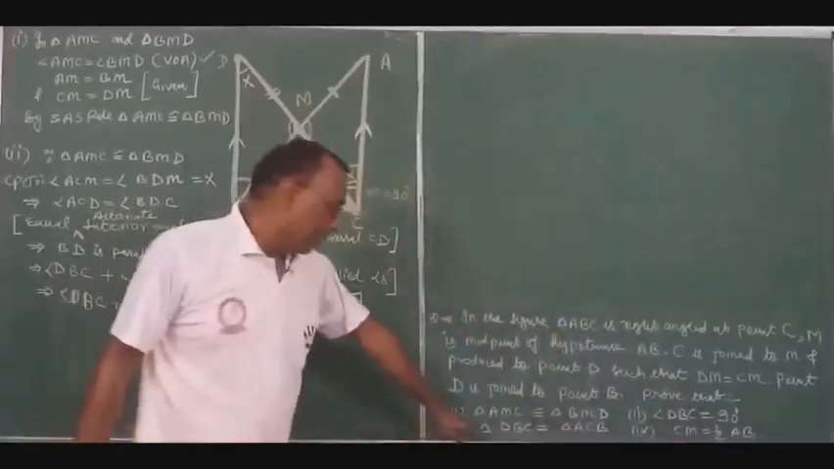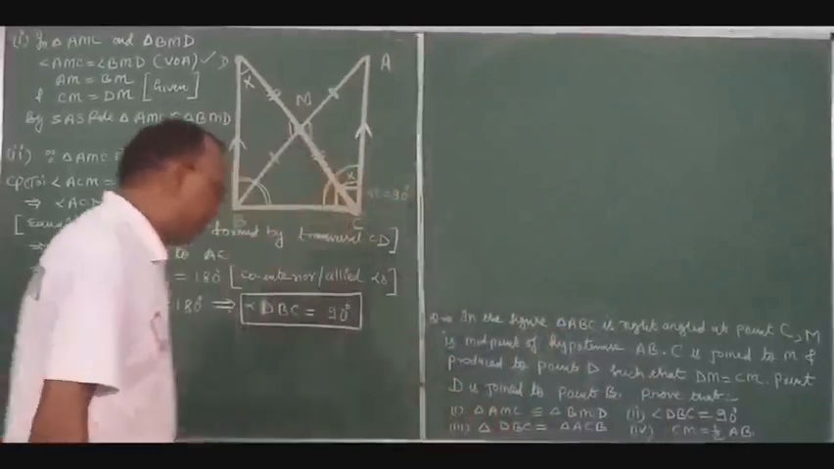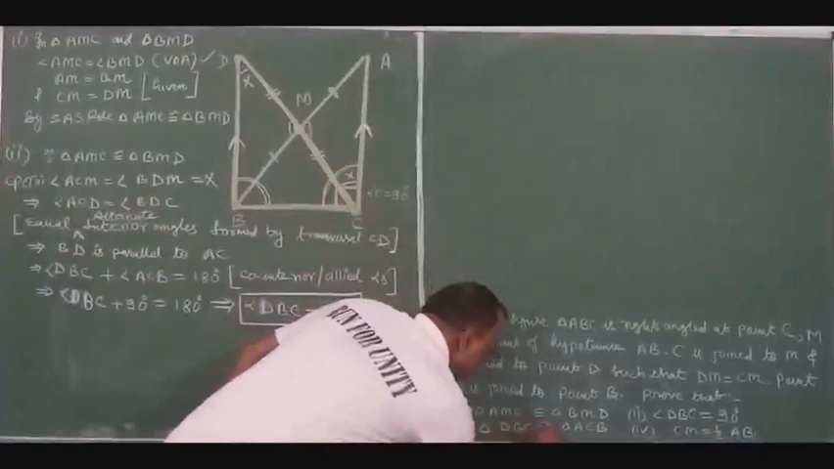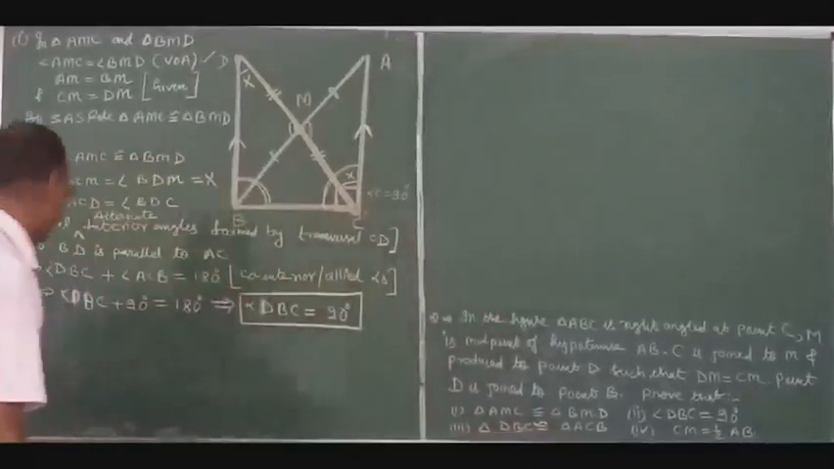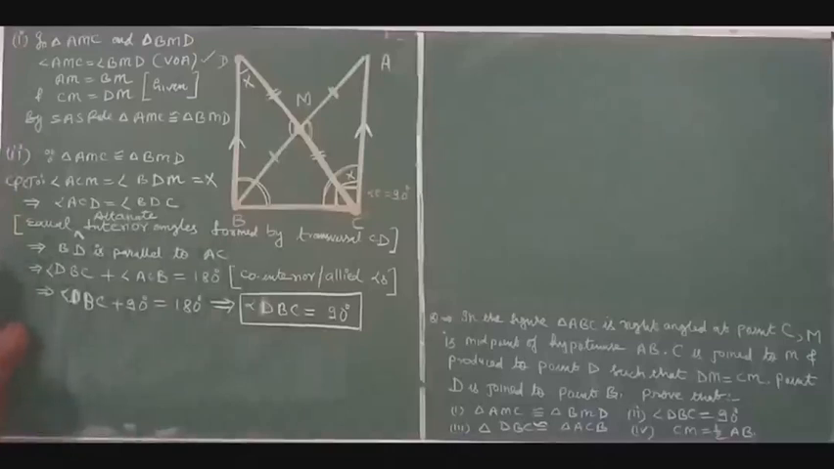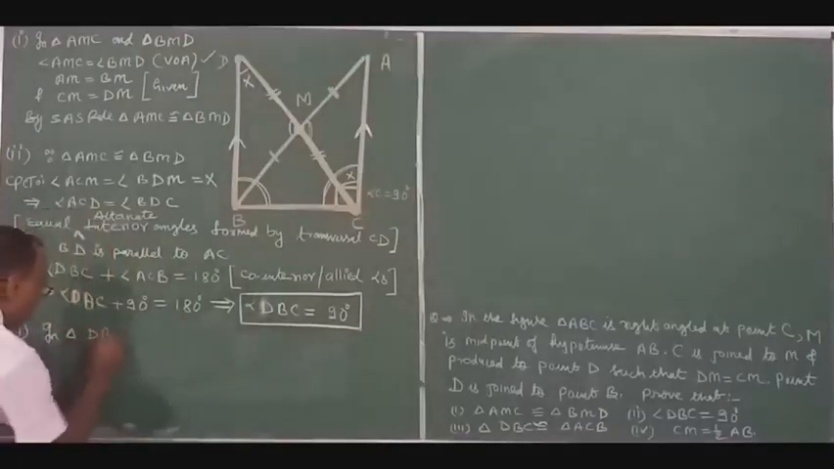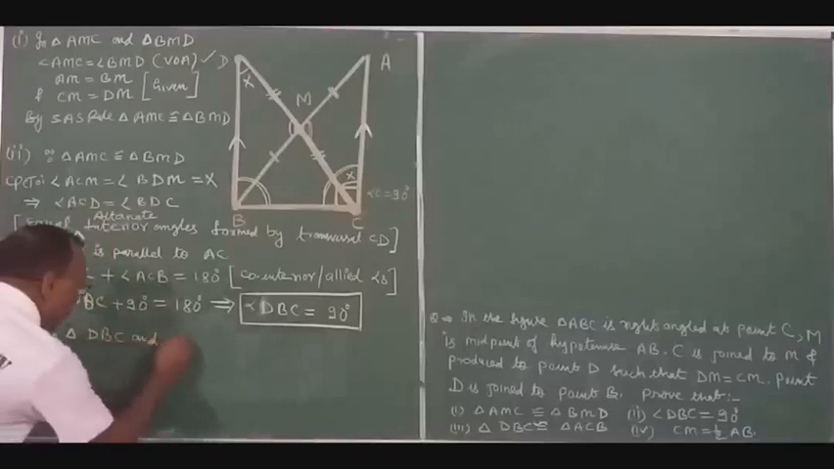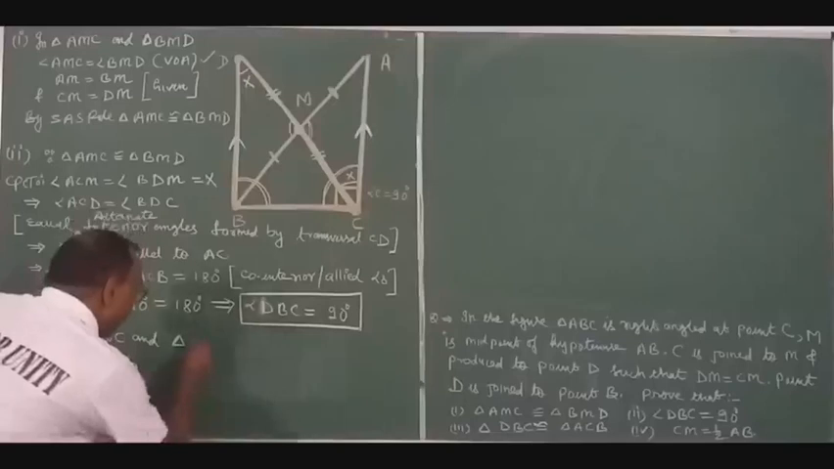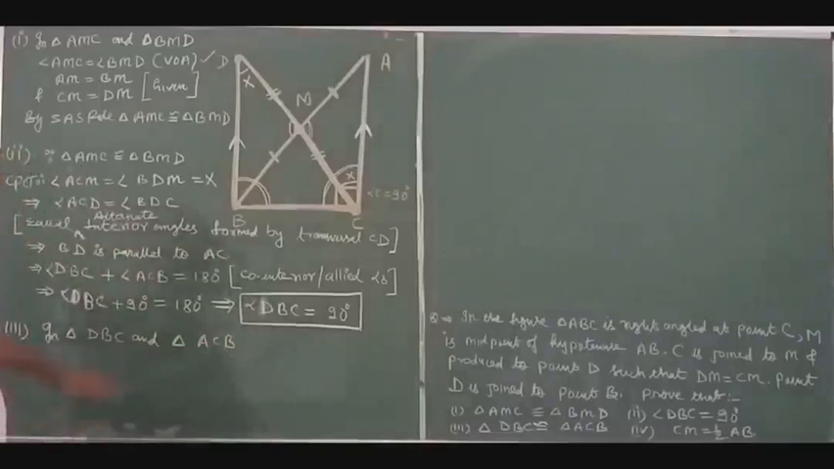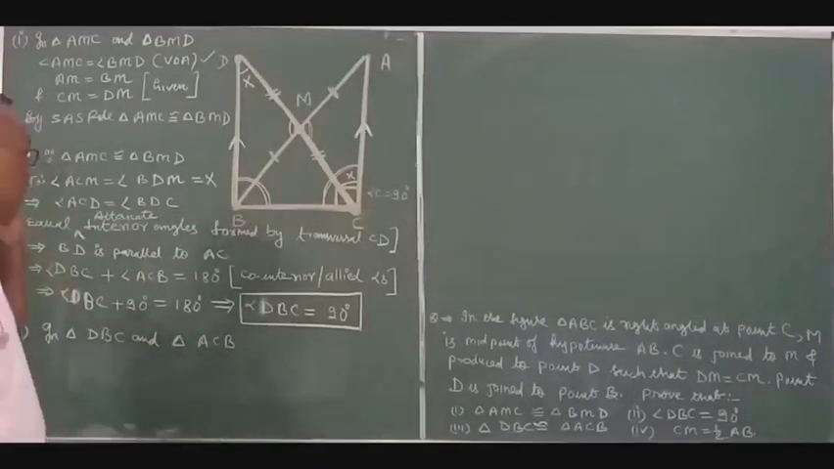Now just look at the third part. Prove that triangle DBC is congruent to ACB. DBC congruent to ACB. Now just look at the third part. In triangle DBC and the next one, triangle ACB. DBC and ACB. So just look here.